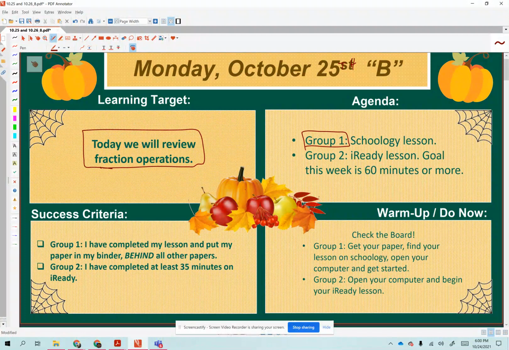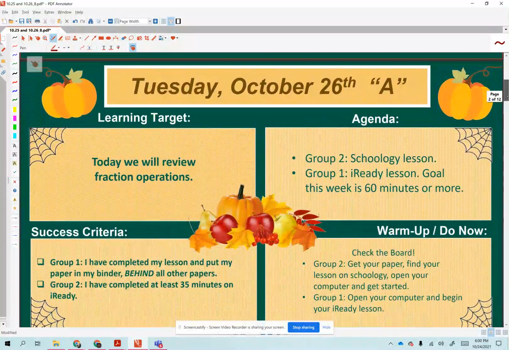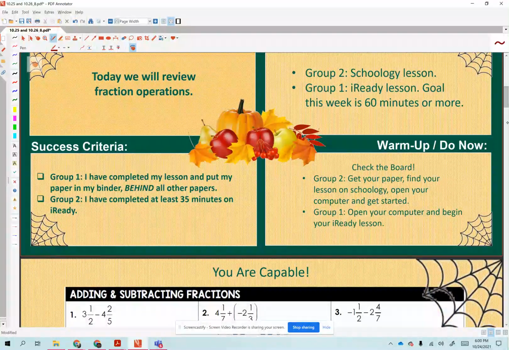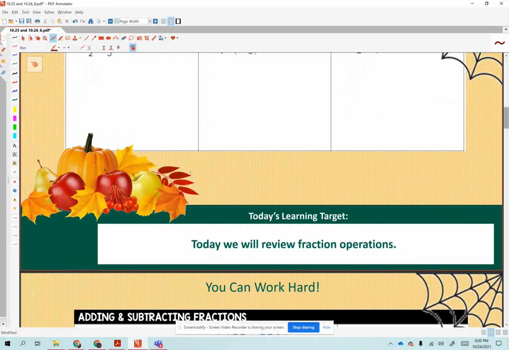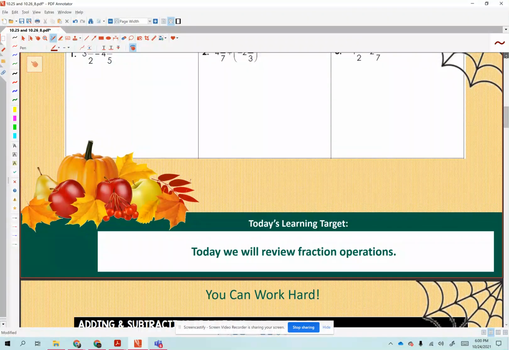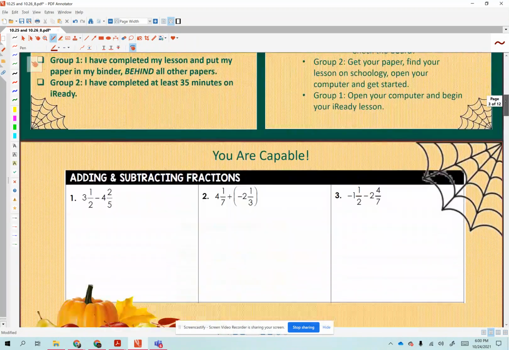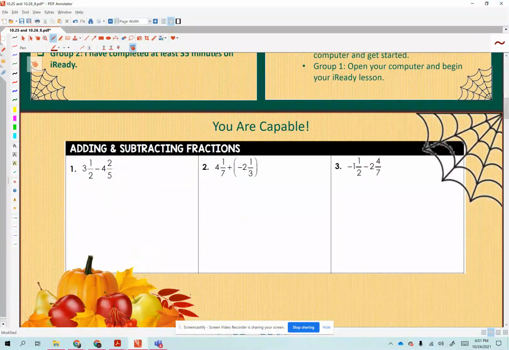So remember, when you're finished, you want to take this paper and put it in your binder behind all of your other papers. So let's get started. And that's our Tuesday opening page. So as always, you are capable, and I know you can do this. So we're going to review fraction operations. We'll start with 6 addition and subtraction problems.